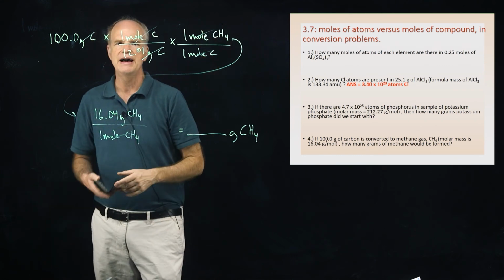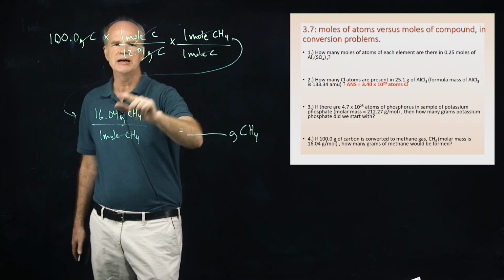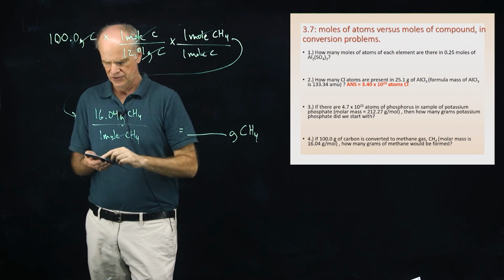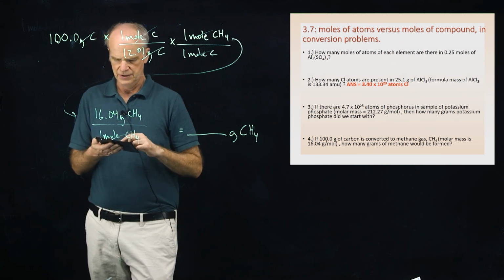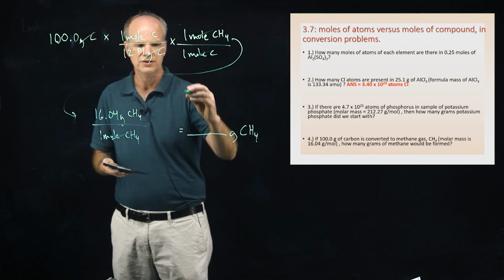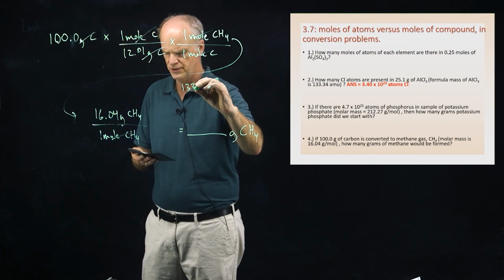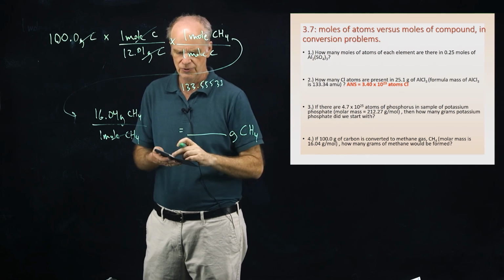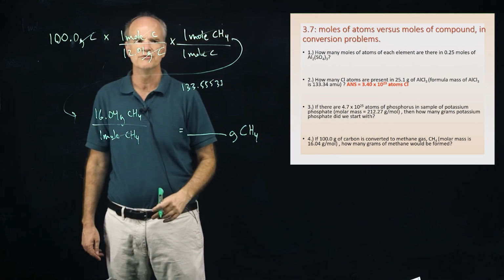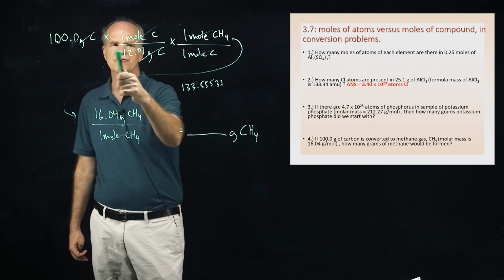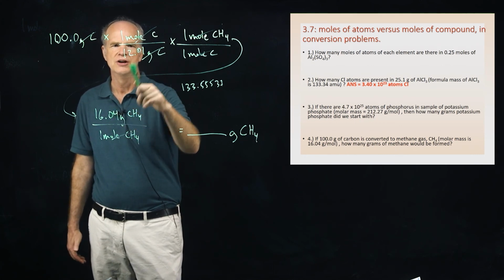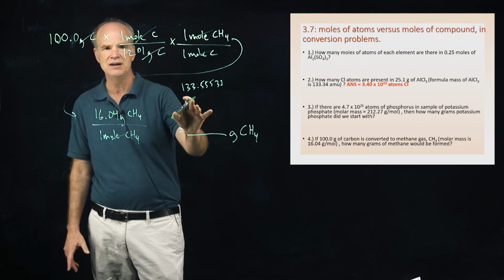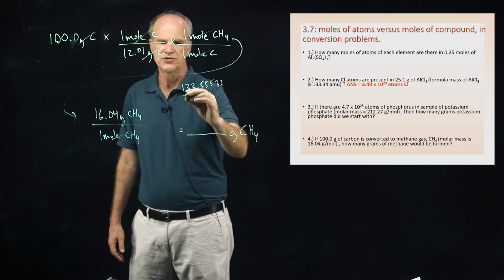Okay, so the math should be 100 times 1 times 1 times 16.04 divided by 12.01 divided by 1 divided by 1. So it's going to be 100, and the number I get on my calculator is 133.555. Okay, so you would have to round this to the appropriate number of significant figures. We have 4 figures here, 4 figures here, 4 figures here. All the other numbers should be exact numbers with an infinite number of significant figures, so we round this to 4 figures.